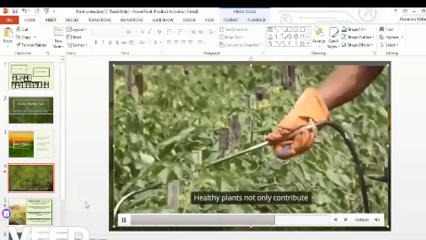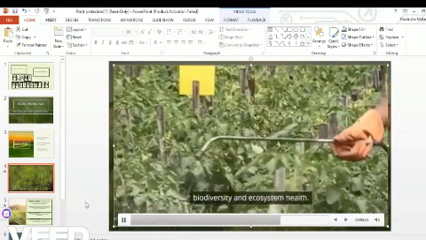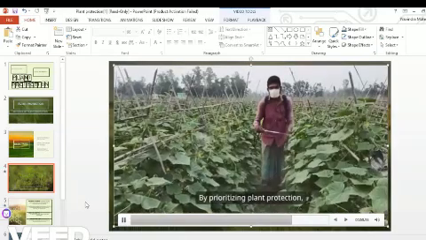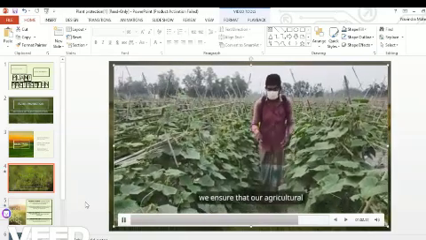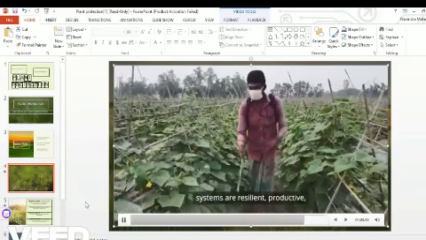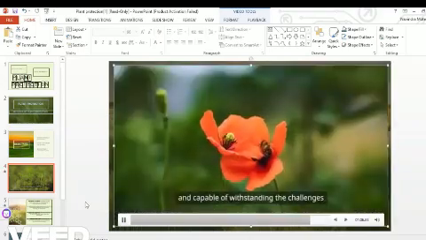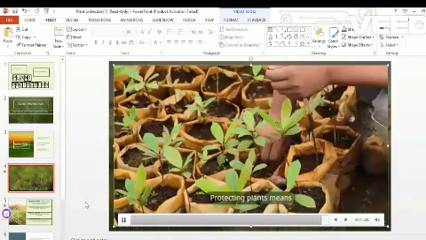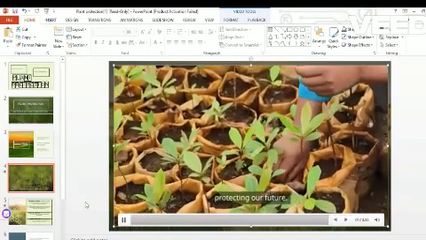Healthy plants not only contribute to food security, but also support biodiversity and ecosystem health. By prioritizing plant protection, we ensure that our agricultural systems are resilient, productive, and capable of withstanding the challenges posed by climate change and global trade. Protecting plants means protecting our future.